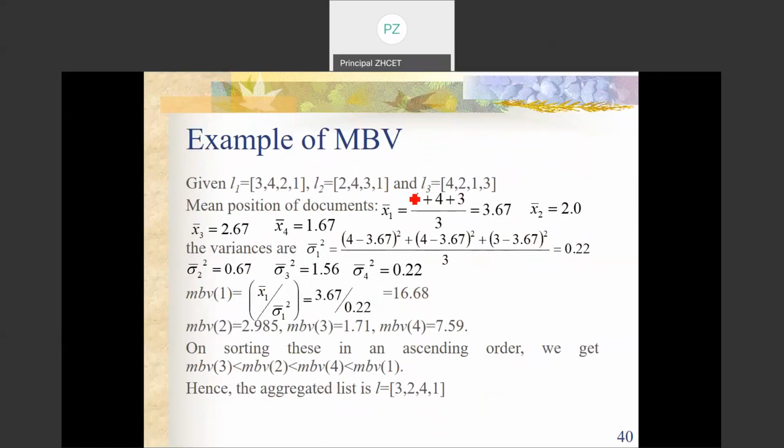Suppose we are given to aggregate three lists. We are finding out their mean position. We are finding out their variance, right? This is what we did in the Dubois and Prade method also, in membership function ordering also. Now from here we depart.